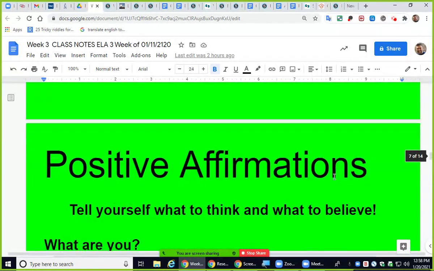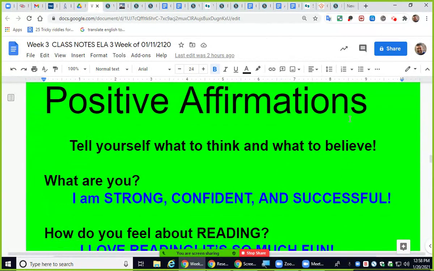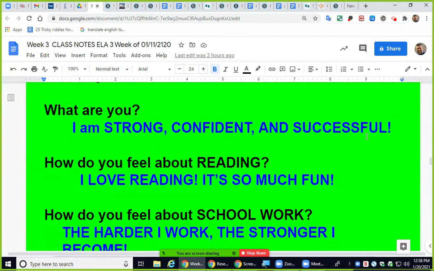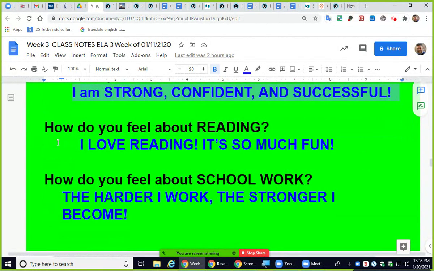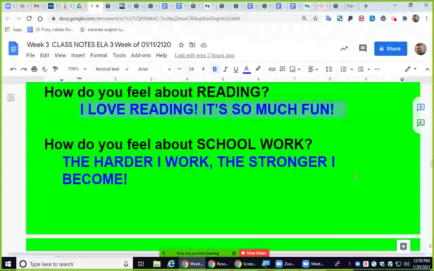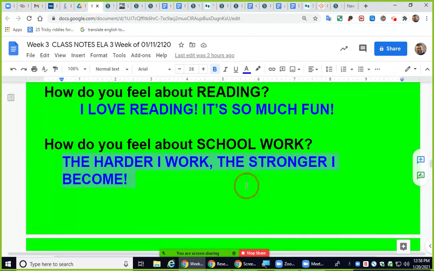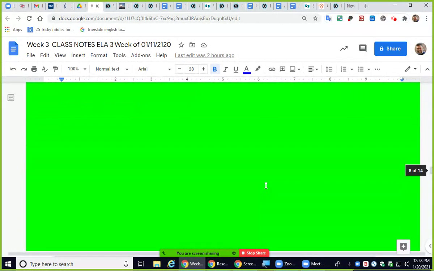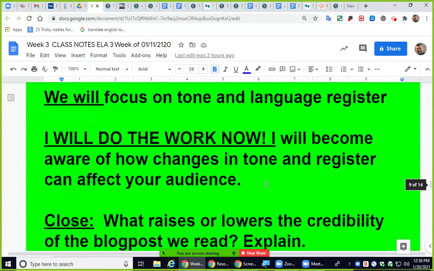Okay, so before we do anything else, let's do our positive affirmations. Let's tell ourselves what to think and how to think so we can have that success. Say them with me, either in your head or out loud. What are you? I am strong, confident, and successful. Yes, we are. And how do you feel about reading? I love reading. It's so much fun. And the better you get at it, the more true that becomes, right? And how do I feel about schoolwork? The harder I work, the stronger I become.